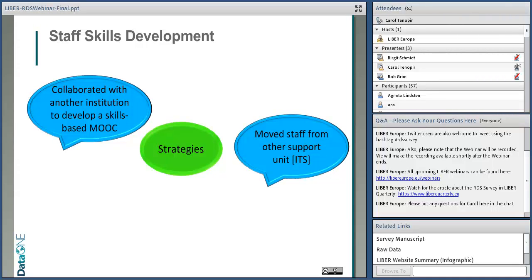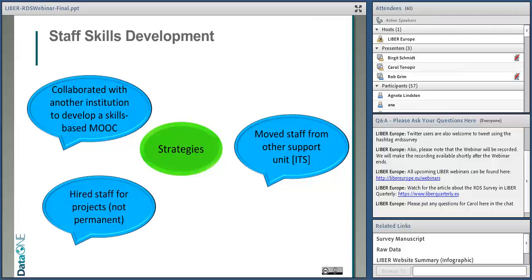Another tactic for skill development is, some mentioned that they moved staff from another support unit, for example, technical services, specifically into research data services to develop those technical support services to try to get things going. Sometimes those are permanent moves. It's a reassigning of priorities, which is important, and sometimes it's a non-permanent or a startup move.